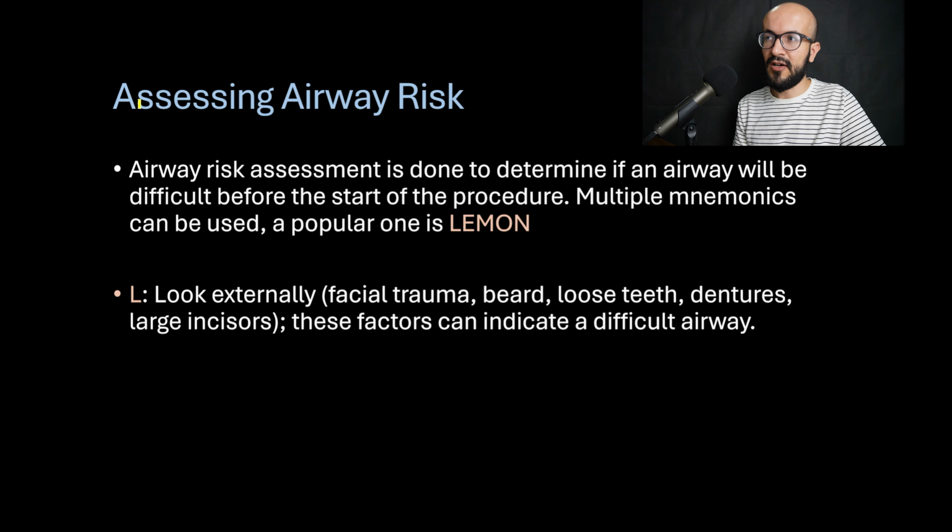So first, let's talk about assessment of the airway risk. The airway risk assessment should be done to determine if an airway will be difficult or not, and that should be done before the procedure, and multiple mnemonics can be used. A popular one is LEMON. The L in LEMON is for look, so you look externally, looking for facial trauma, beard, loose teeth, dentures, and large incisors. And all of these factors indicate a difficult airway.